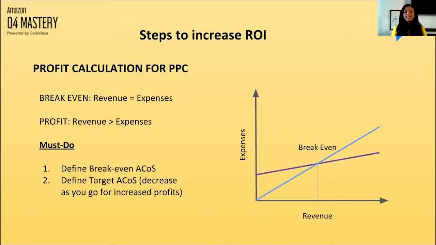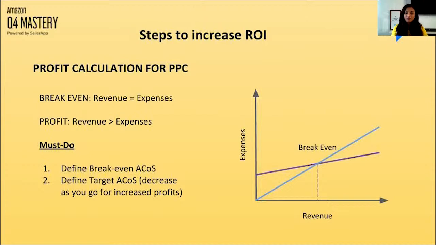The ACoS within Seller Central, though, considers just two factors: the ad spend and the revenue, ignoring the total expenses towards each unit. The break-even point is where you're making enough profit to cover the expenses. Any revenue that's made after the break-even point is where you're making profits.